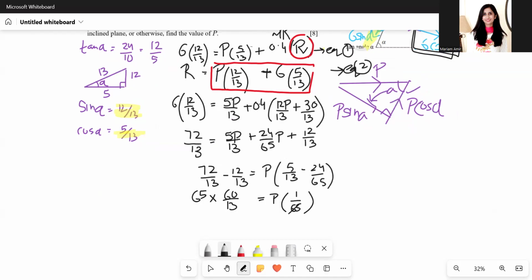So 65 times 60 by 13 is 300. P is equal to 300. Let me check the answer. That's so not 300. Let me try to find the mistake.